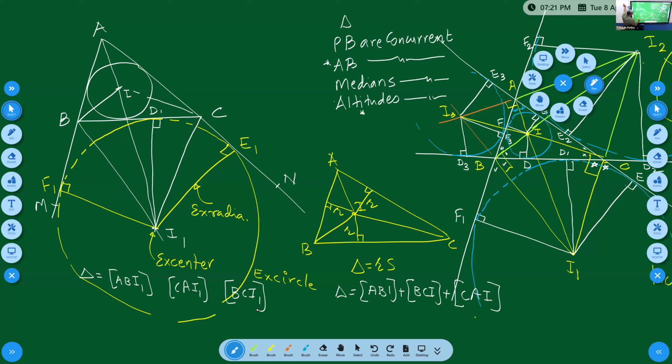Can we see triangle ABI1? Okay, let us make this figure. This is ABI1. This is right. Can we figure out triangle CAI1? Yes. This is triangle CAI1. Good. And then can we find out angle BCI1? Yes.